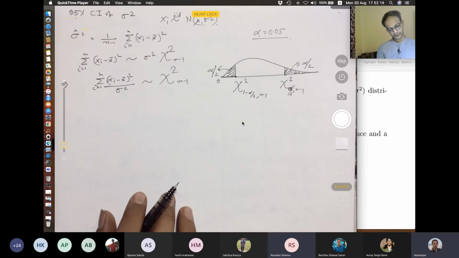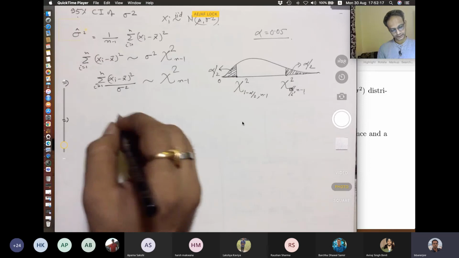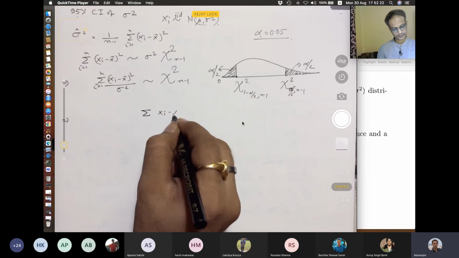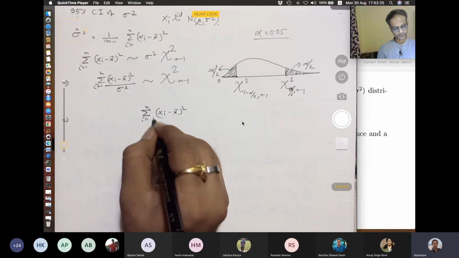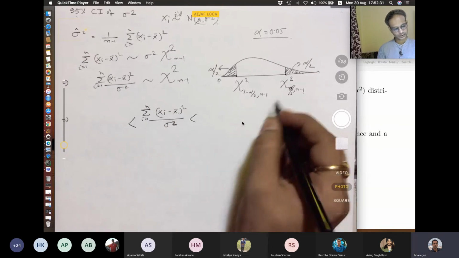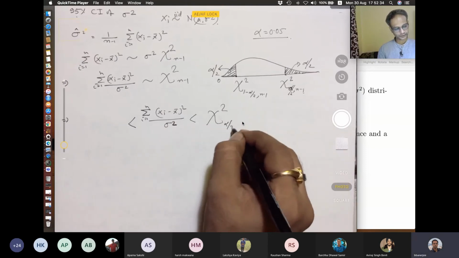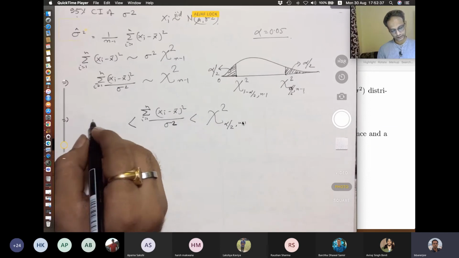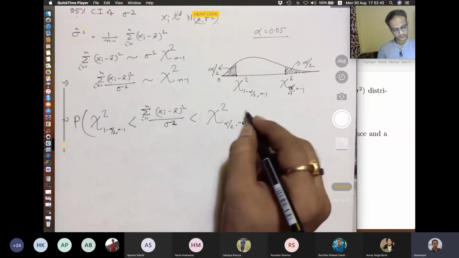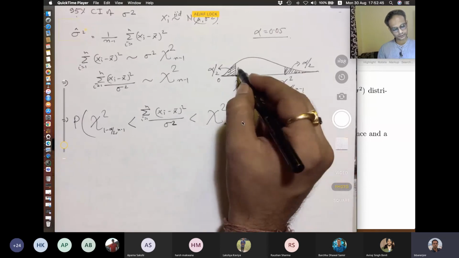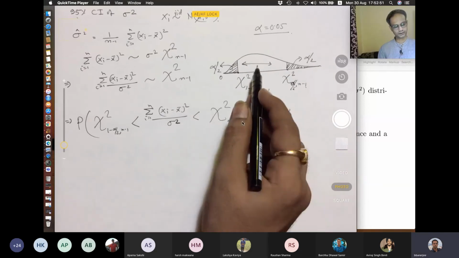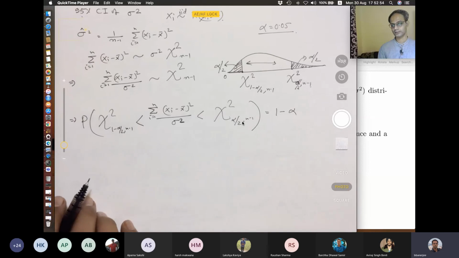So what you know from here is that summation of (xi minus x bar) whole square, i running from 1 to n, divided by sigma square, this quantity lies between chi square alpha by 2, n minus 1 and chi square 1 minus alpha by 2, n minus 1. This probability is 1 minus alpha. So within this region falling, that probability is 1 minus alpha.